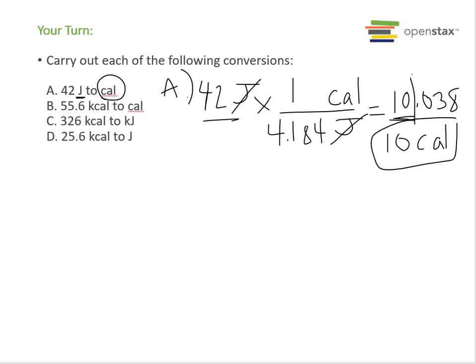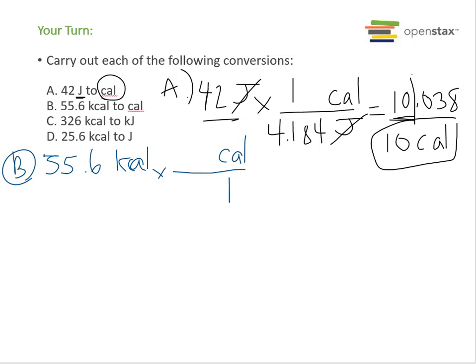All right, let's look at letter B. We'll change colors here, and we'll start with 55.6, which is 3 significant figures, kcals. Okay, so what do I want? Calories. What have I got? I've got kcals. And we know that 1 kilocalorie is equal to 1,000 calories.